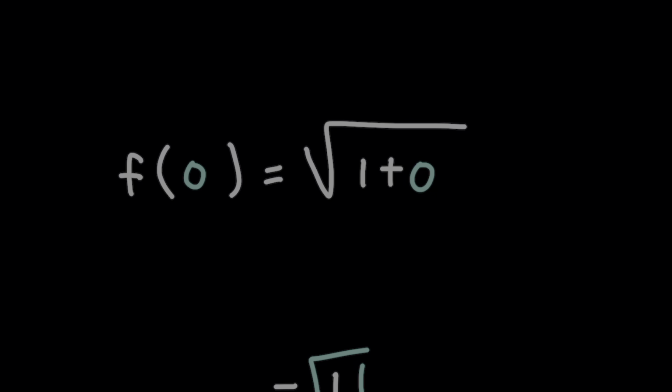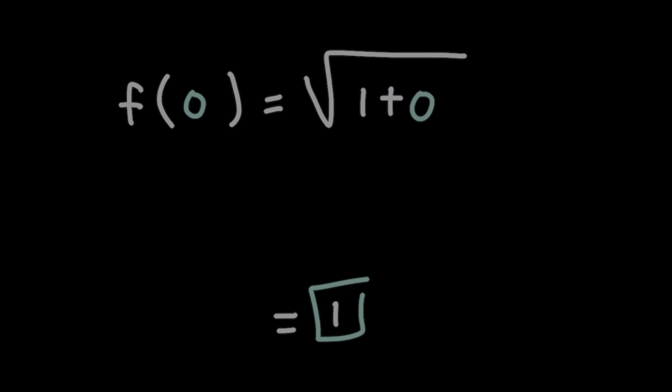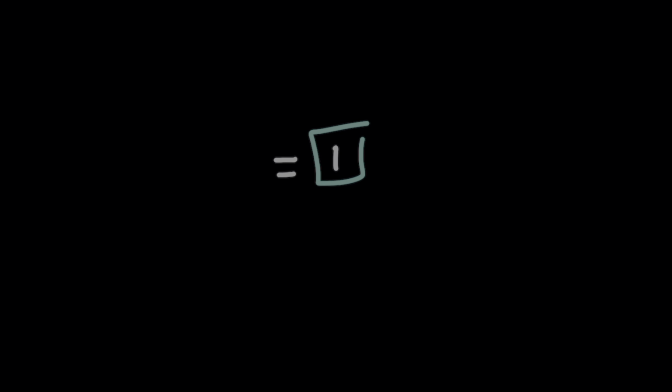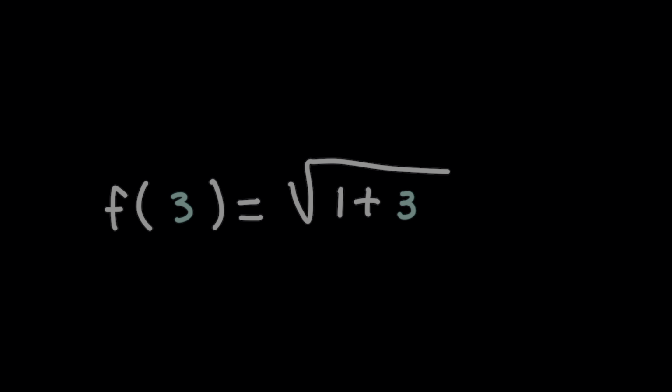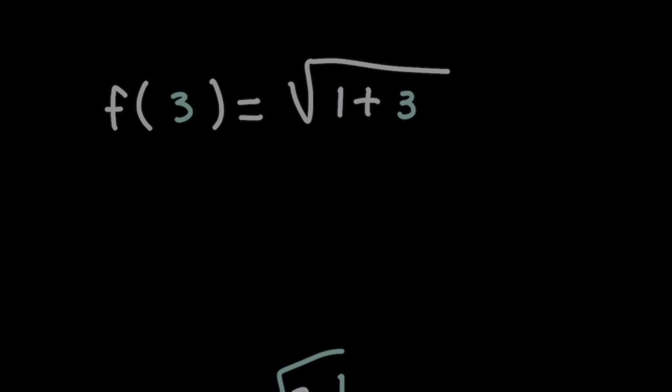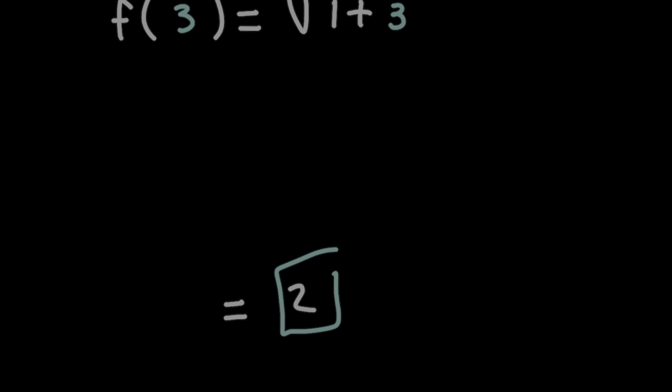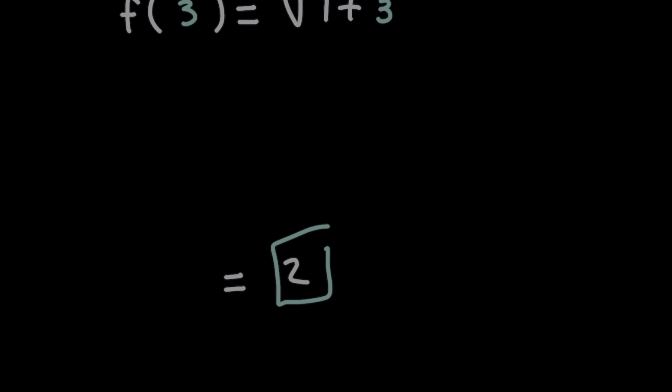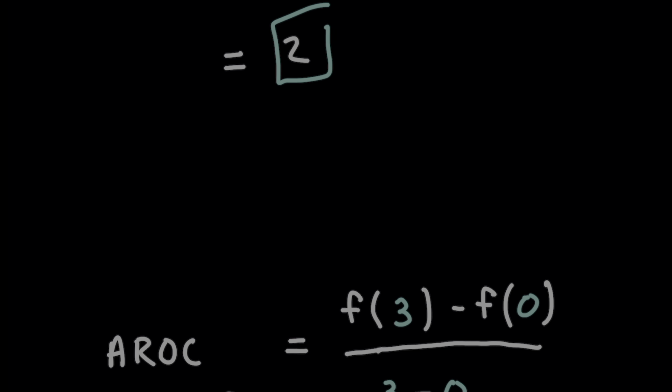So f of 0 is going to be the square root of 1 plus 0, giving an output of 1, and then f of 3, the upper end of the interval, is going to give you the square root of 1 plus 3, giving an output of 2. Now, if I were to look at a graph, the average rate of change for the interval would look like a secant line going from one side of the interval to the other.